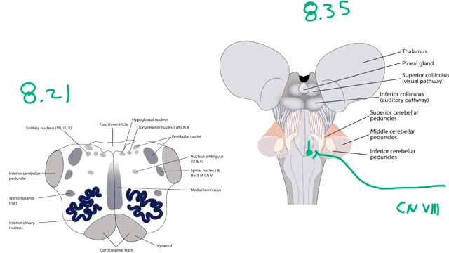Now knowing where the lateral lemniscus is located on a cross-section is not going to be super helpful for Step 1 purposes. What will be helpful is knowing that the fibers from the nucleus of cranial nerve 8 go to both the superior olivary nucleus on the ipsilateral and the contralateral side.